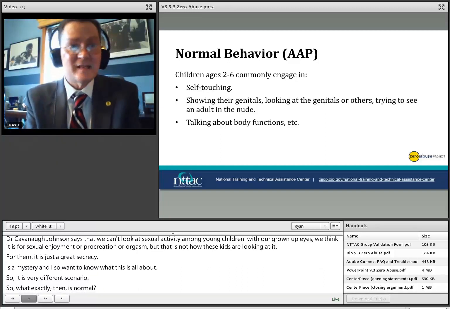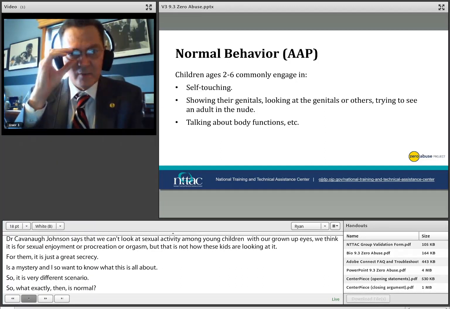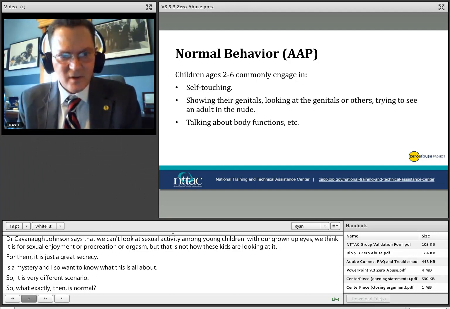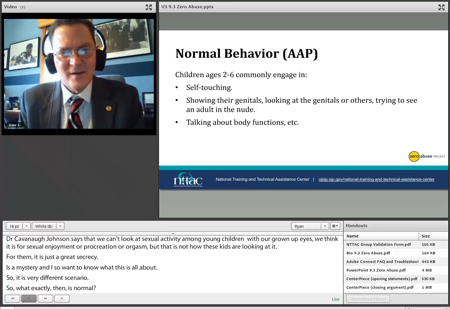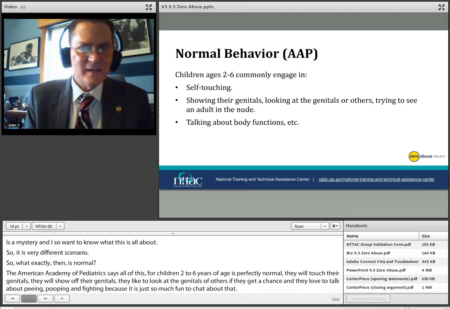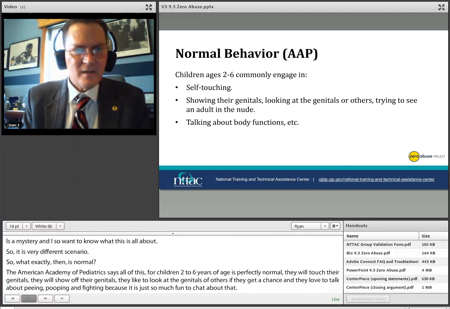So what exactly then is normal? The American Academy of Pediatrics says all of this for children 2 to 6 years of age is perfectly normal. They will touch their genitals. They will show off their genitals. They like to look at the genitals of others if they get a chance. And they love to talk about peeing and pooping and farting because it's just so much fun to chat about that.